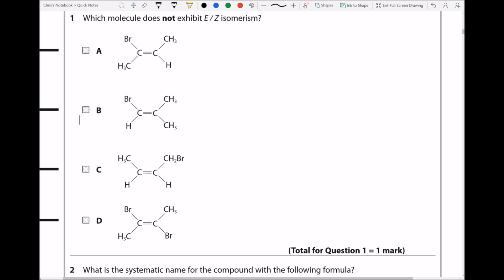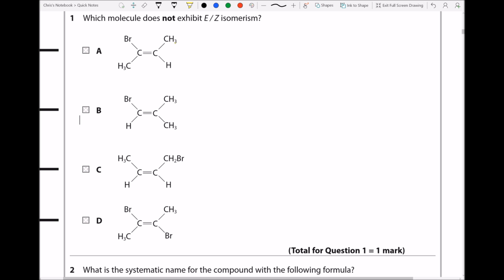So question 1. It says, which molecule does not exhibit EZ isomerism? Okay, so with EZ, you always get a double bond, and what you're looking for is two groups that are the same, that are opposite the double bond. So that means top and bottom when I say opposite. So that's what we're looking for. If we have the two groups that are on the same carbon, that doesn't display any EZ. So let's have a look at these examples.